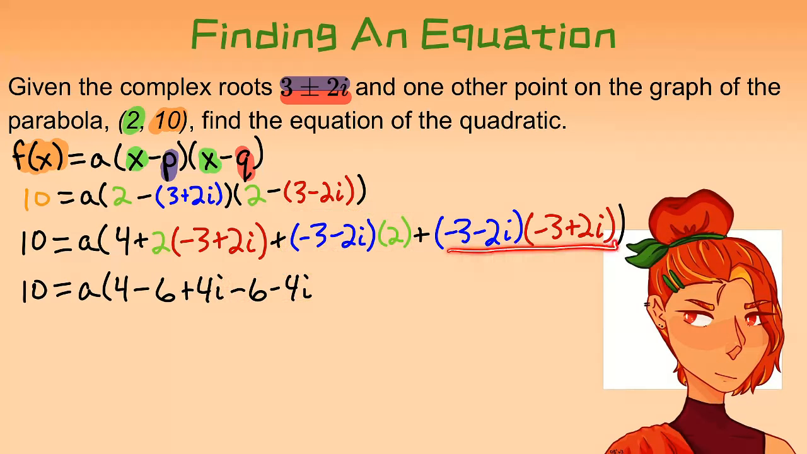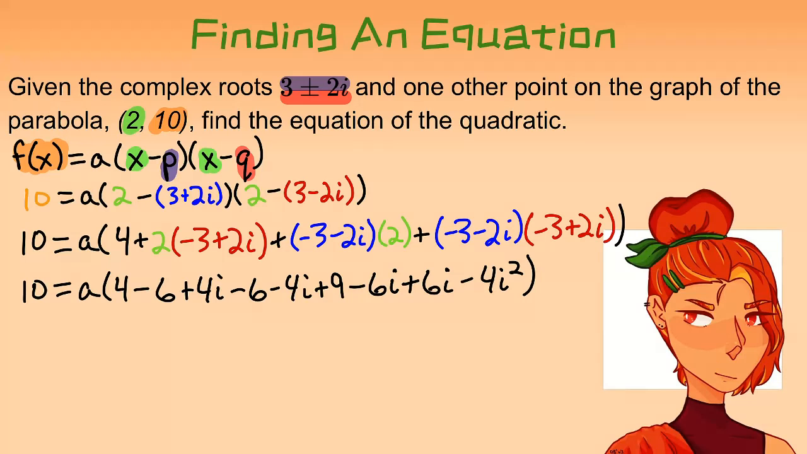And now we're going to FOIL here. Okay? So, negative 3 times negative 3 is positive 9. That's first. Outers. Negative 3 times positive 2i is negative 6i. Inners. Negative 2i times negative 3 is positive 6i. And negative 2i times positive 2i is negative 4i squared.